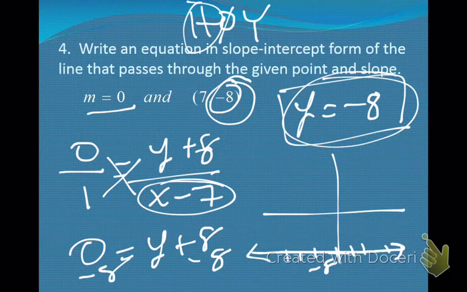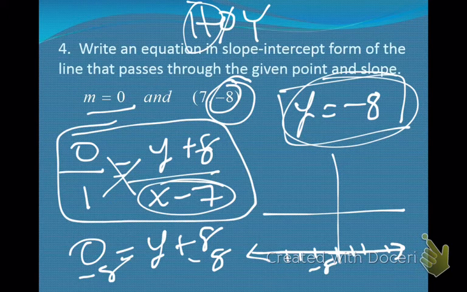Okay? But if you don't remember that, you can always set the slope equation up, plug in the numbers, and see what happens. We can make this 0 over 1, again, because we wanted to make 0 a fraction. Okay?